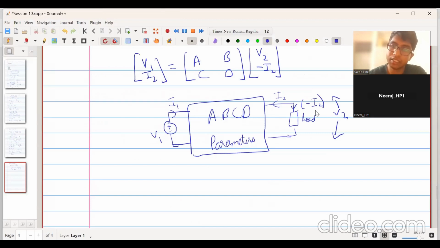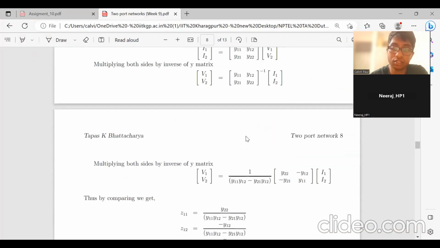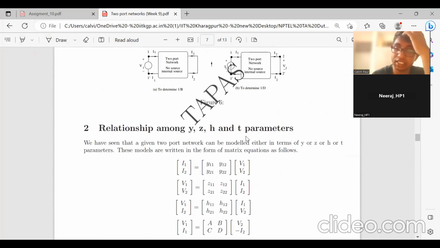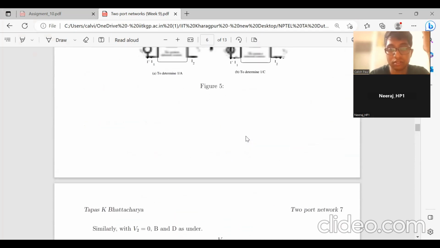So similarly, in a similar manner, we could either short the load or open circuit the load, etc. If we do, we will be able to find the ABCD parameters of the network. That is similar to all the previous cases which we have studied, so I will not go into that. Now we have to find the relationship among y, z, h, and t parameters.